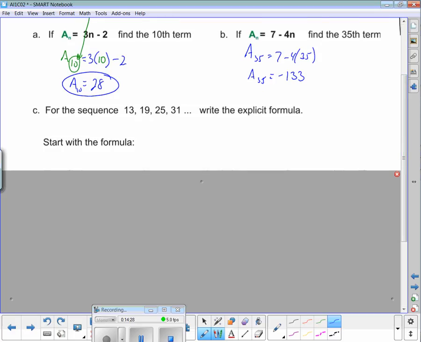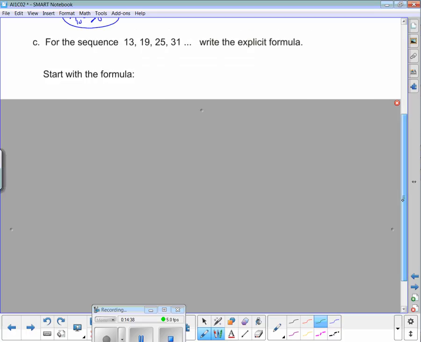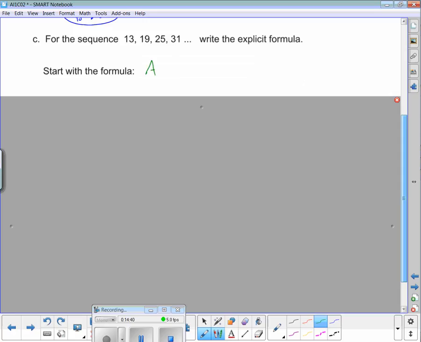Okay, so here we've got to write the explicit formula. So we're going to start with the explicit formula. So if you look up above, it's a sub n equals a sub 1, right, plus n minus 1 times d. Just straight out explicit formula.